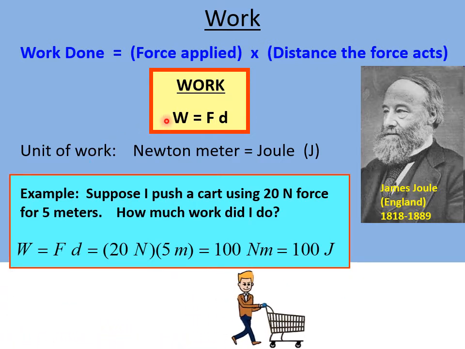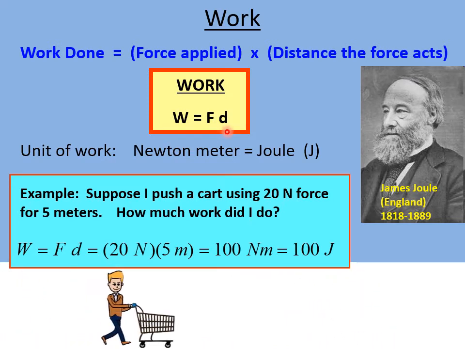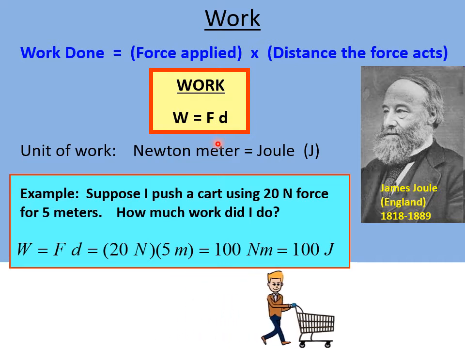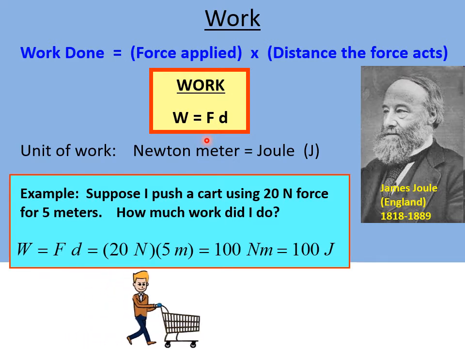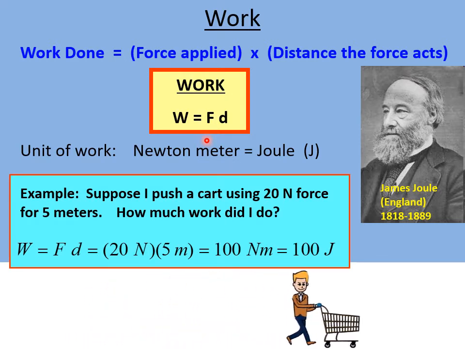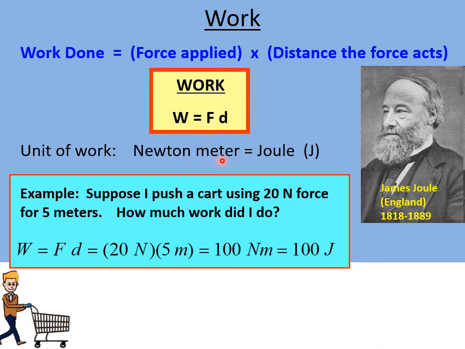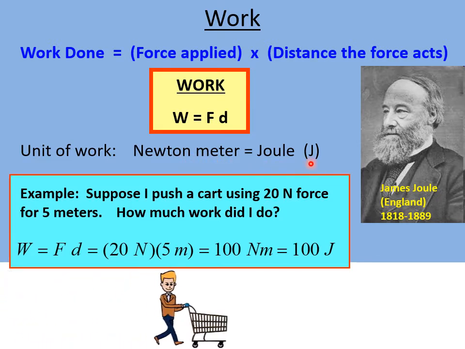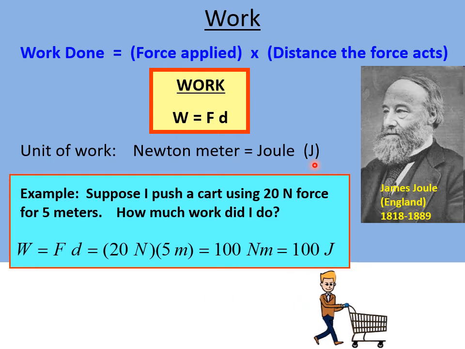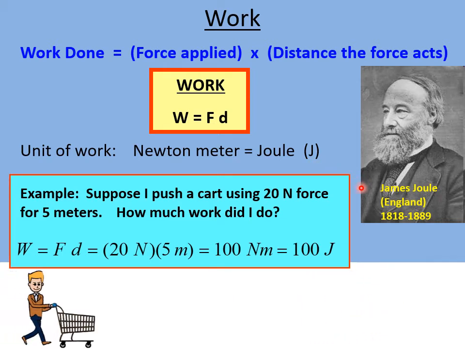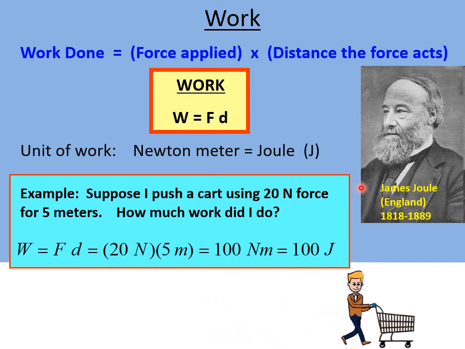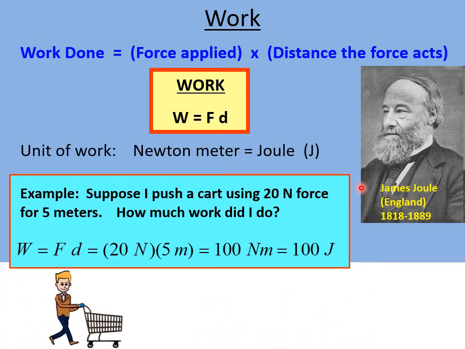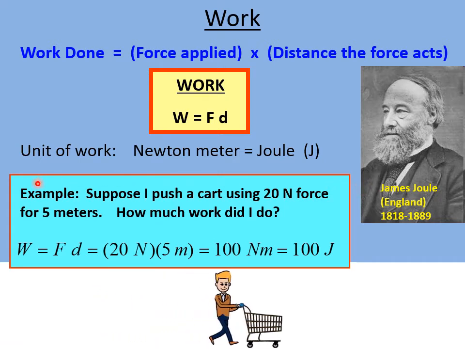The unit of work is the Newton meter, because we can see that force is measured in newtons and distance is measured in meters. Now, a Newton meter is a very important combination of units. It's the unit for work and also the unit for energy. And so we will call a Newton meter a joule, and that's abbreviated with the letter J. That is named after James Joule, the English physicist who was one of the pioneers in the work on energy and thermal energy.